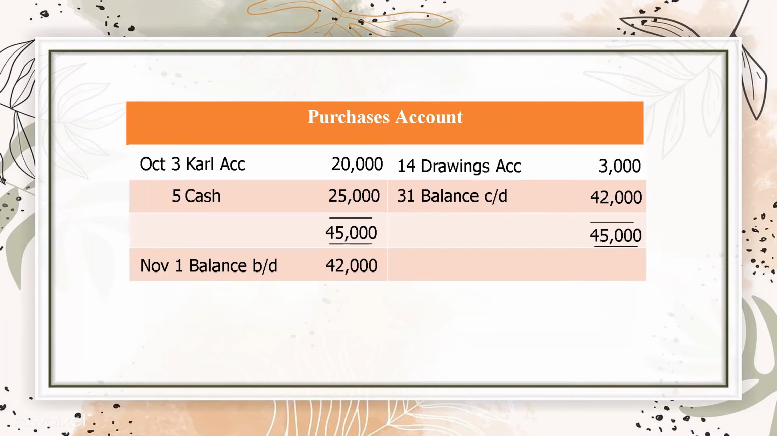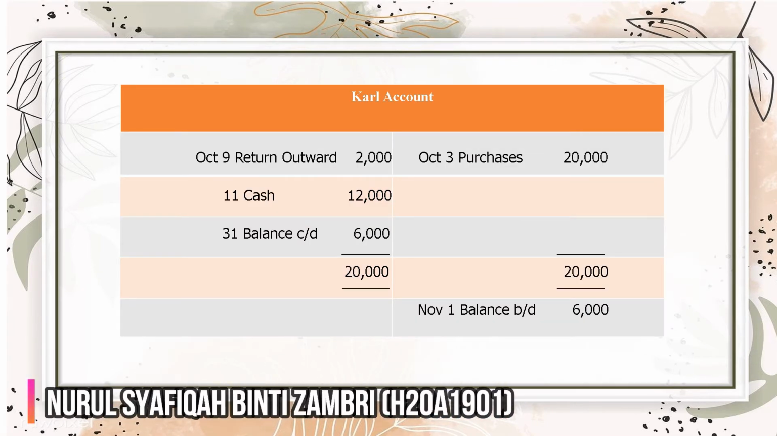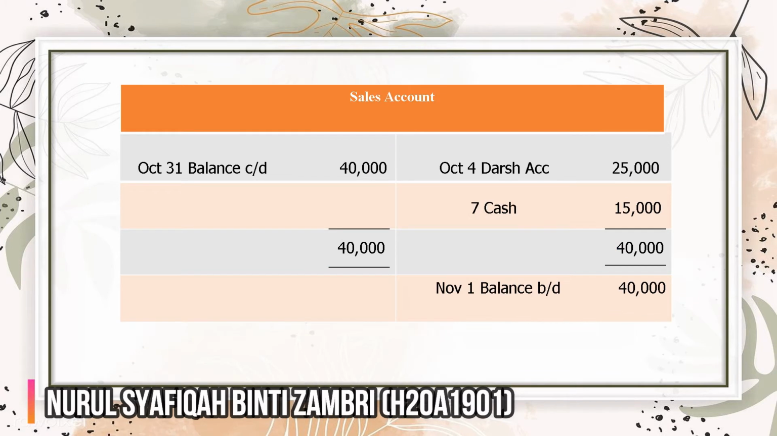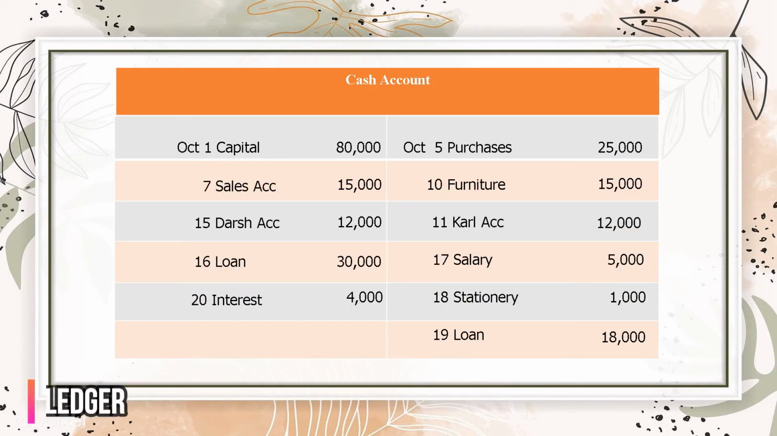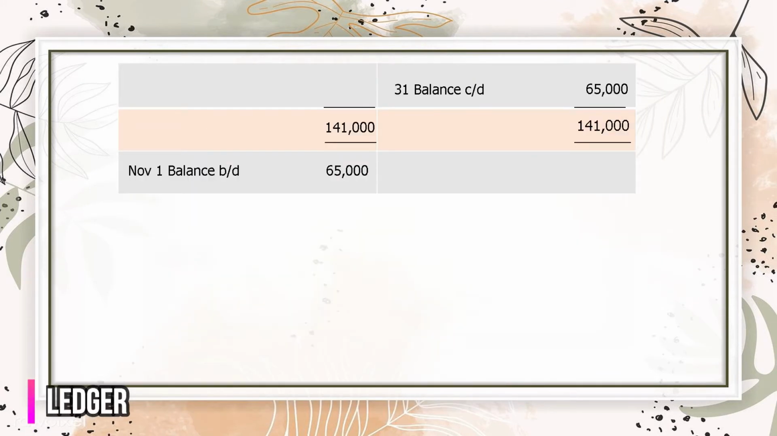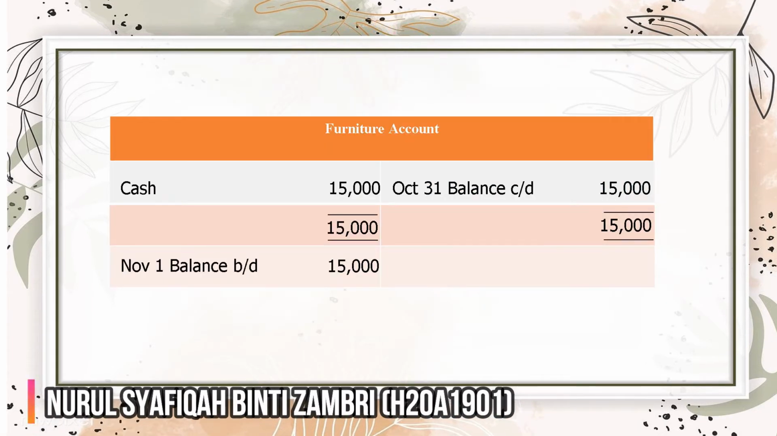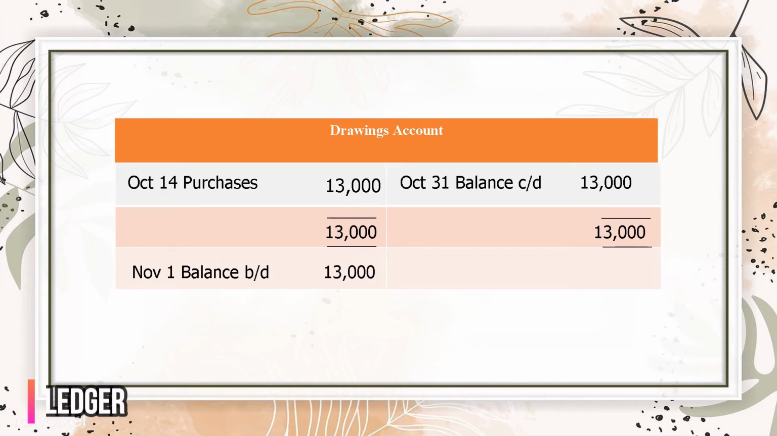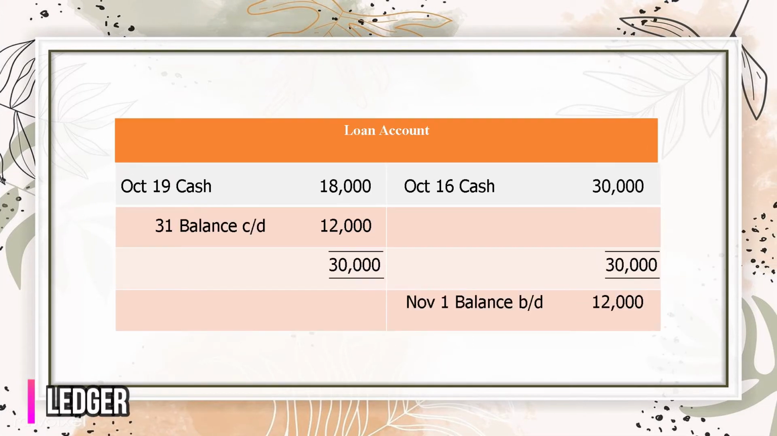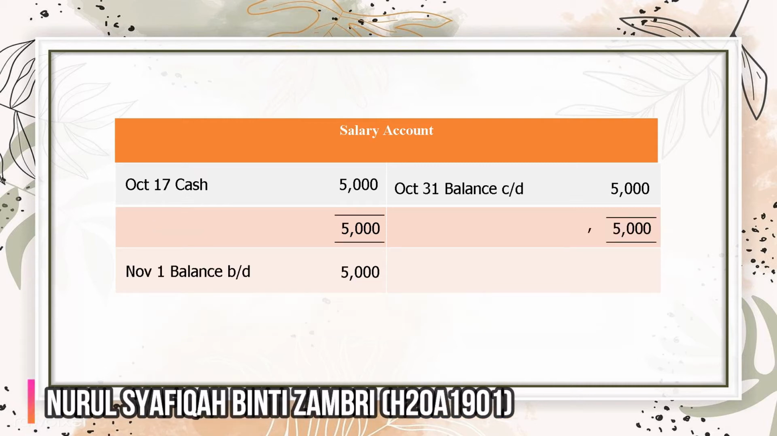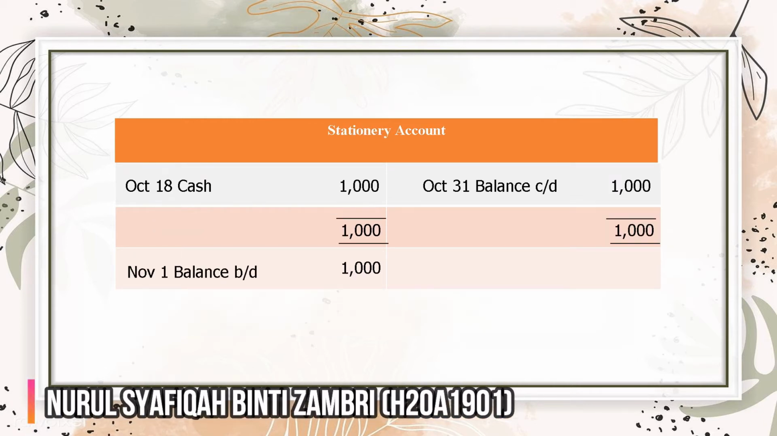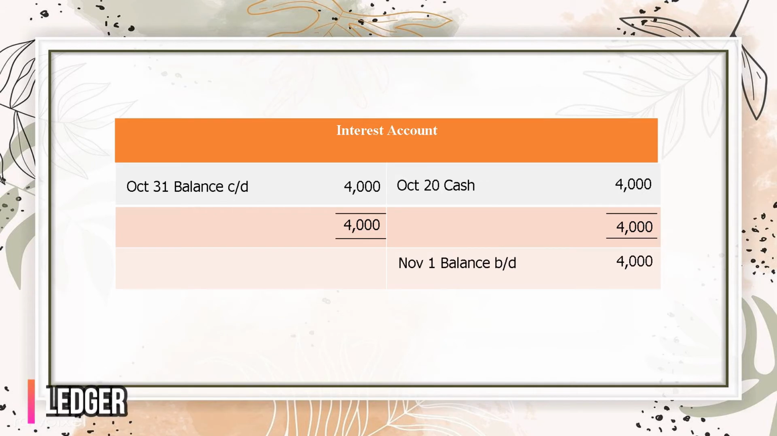This is the ledger in the books of Mr. Noah for the period from October 1st, 2020 to October 20. As we can see, there are 15 accounts that have been processed for Mr. Noah's business, such as capital, purchase, card, sales, cash, dash, furniture, drawings, loan, salary, stationery, interest, return outward and return inward accounts.